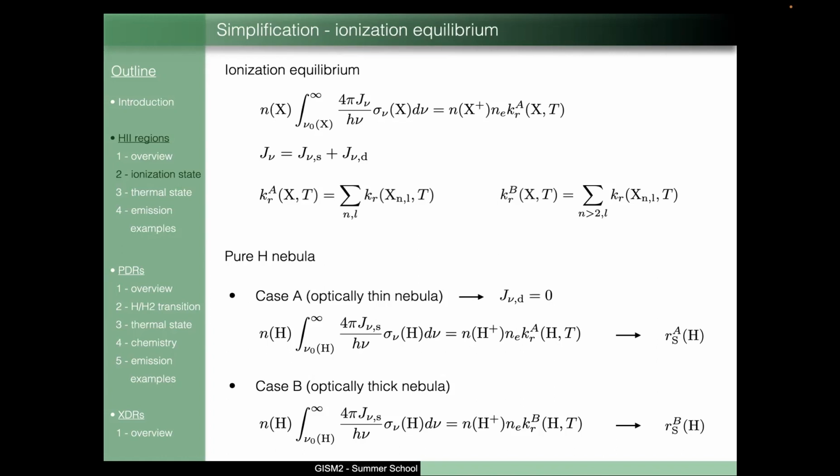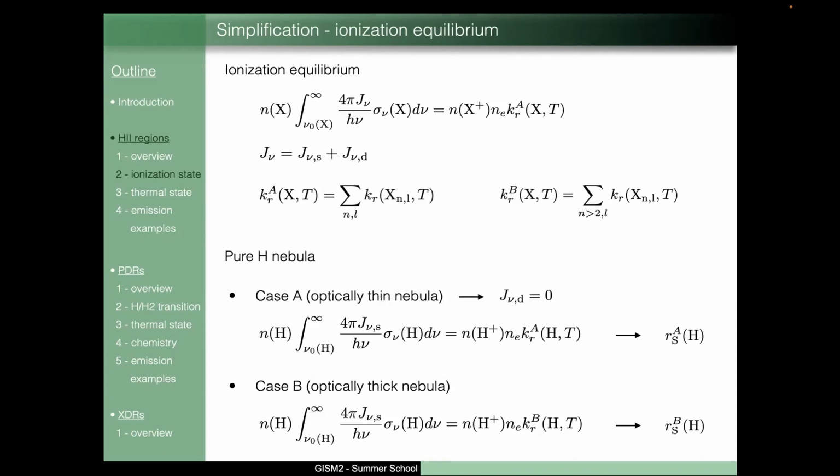And in this case, this equation is simplified to this equation where we only have a dependence on the radiation field emitted by the star. Okay. So this is a very simple equation that you can solve easily from one side of the nebula to the next, because there is no non-local coupling.